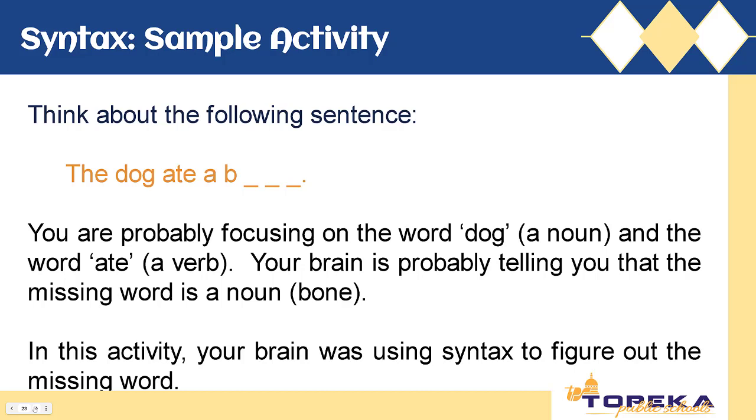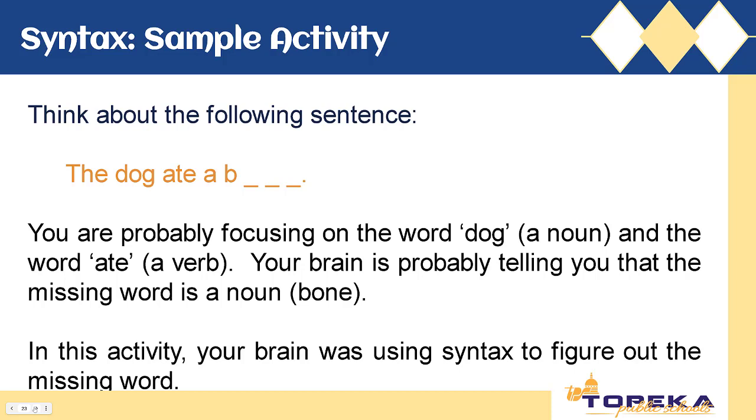So here's a simple activity to try with your students. Think about the following sentence. On the screen it says, the dog ate a, and we have the letter B. You're probably focusing on the word dog, which is a noun, and the word ate. And your brain is probably already taking to that place for bone, because your brain is taking that prior knowledge and knowing that dogs eat bone. Now, think about this. We could also put the word bean. We could say the dog ate a bean.